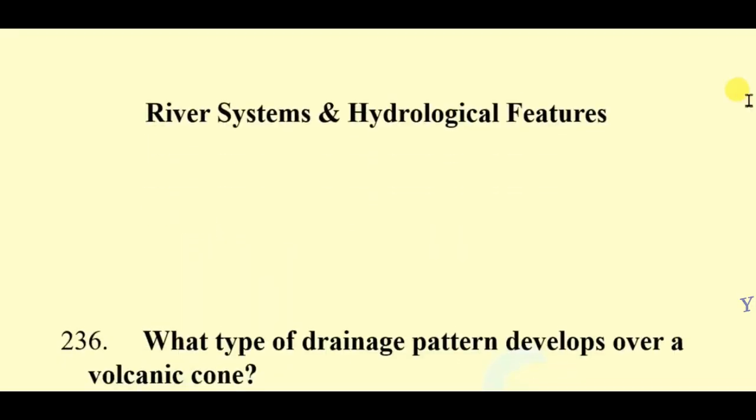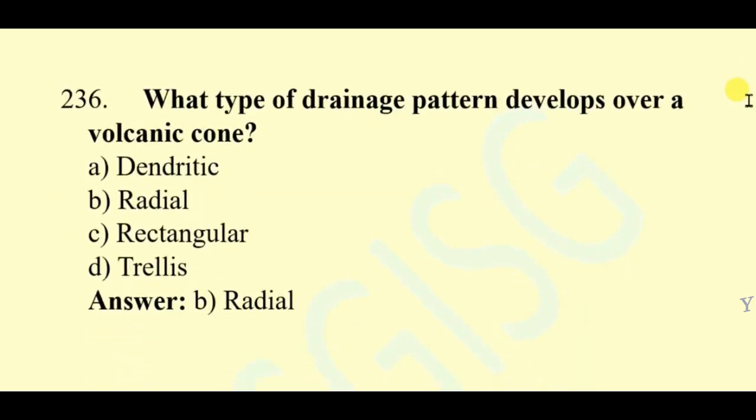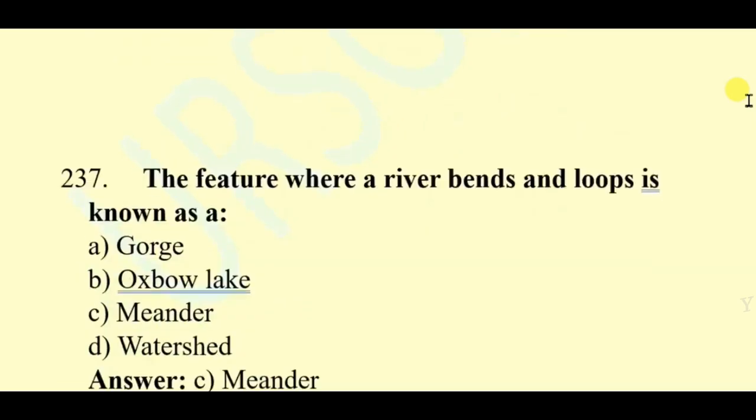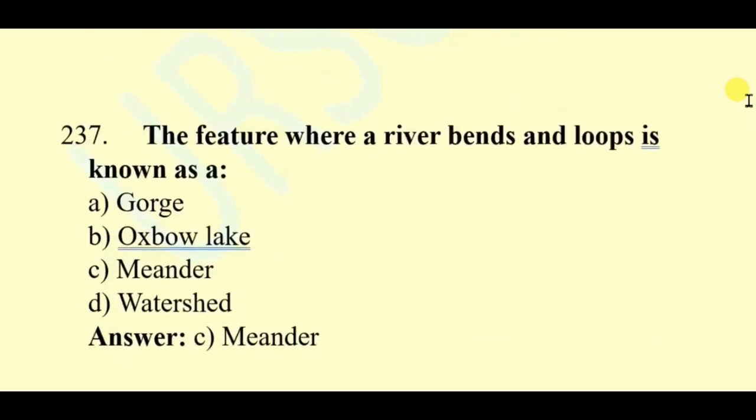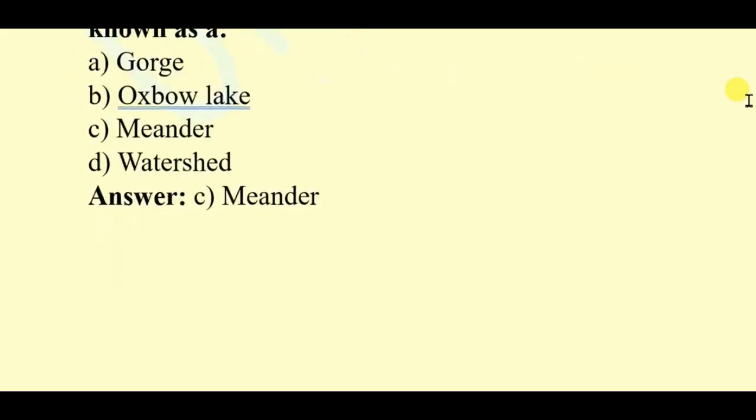River systems and hydrological features. Question 236. What type of drainage pattern develops over a volcanic cone? Dendritic, radial, rectangular, trellis. Of course, it will be radial. Question 237. The feature where a river bends and loops is known as gorge, oxbow lake, meander, watershed. Here the right answer will be meander. With the oxbow lake, there will be a water body isolated from the main river.